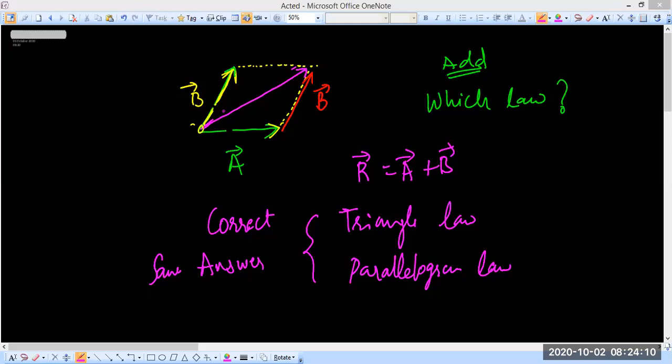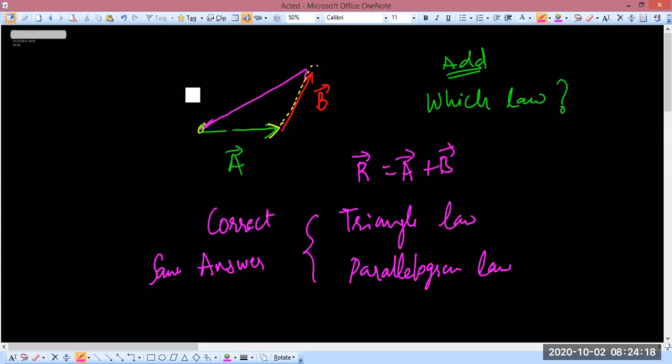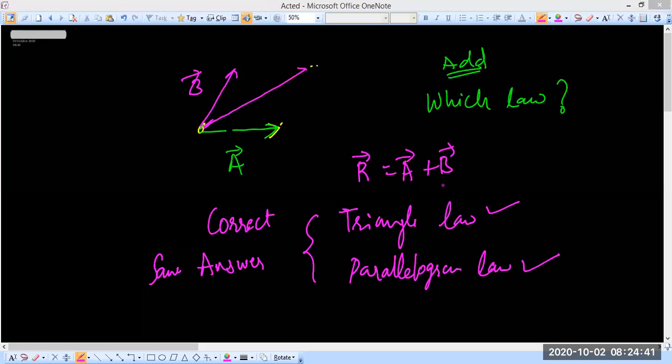So why have two laws? Simple. When you are given vectors head to tail like this, then you use the triangle law. It's easy to do. But when you are given vectors with a common tail like this, then you use the parallelogram law. Both are always correct and they give the same answer, so it is up to you what you want to do. Whichever you like. Okay.